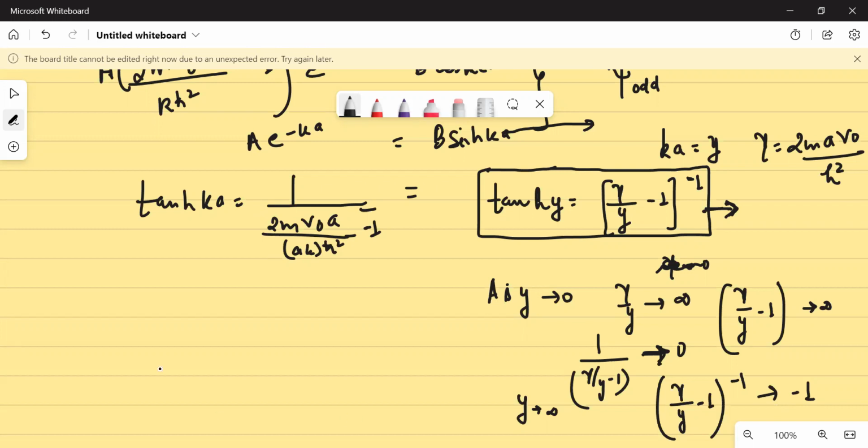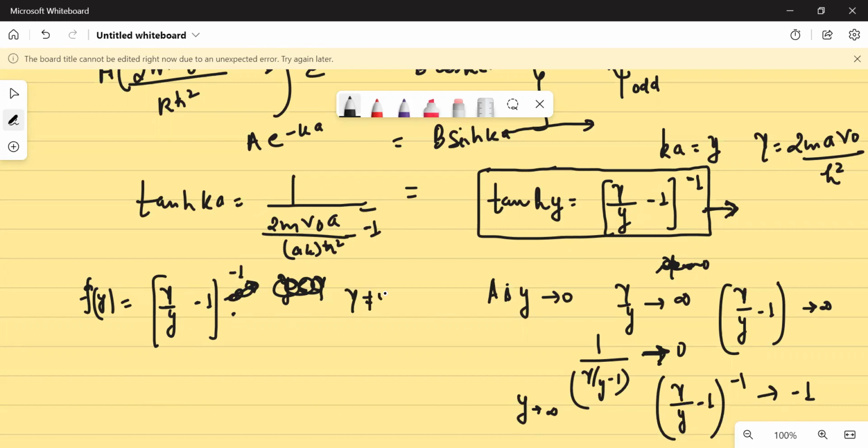Let us make the graph once, wait. And let us see the derivative of this particular function. So let me write this particular function as f of y, which is given by gamma upon y minus 1. We'll divide it into two parts. One part will be y less than gamma, and y cannot be equal to gamma, because if y is equal to gamma, then it is not defined there. So I'll write y cannot be equal to gamma.